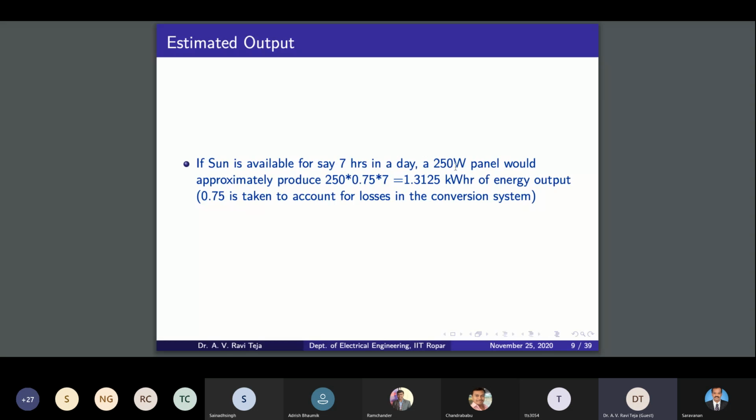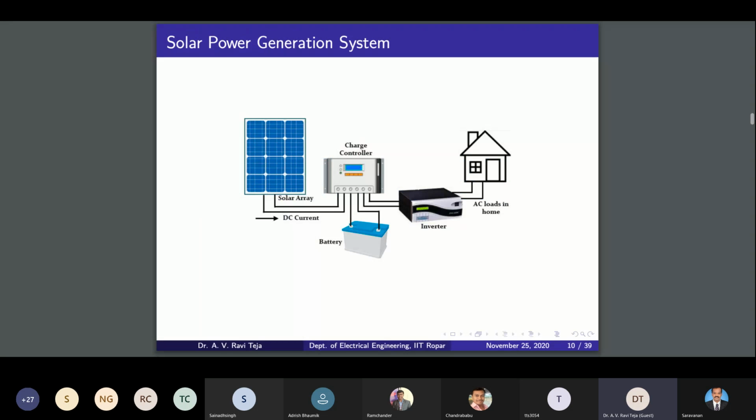Suppose by 1.3, around 5 panels, 4 to 5 panels if we keep, that is enough for you to meet the 5 unit requirement in a day. So this is how we have to decide how many panels. After deciding how many panels, then you have to have a conversion system.